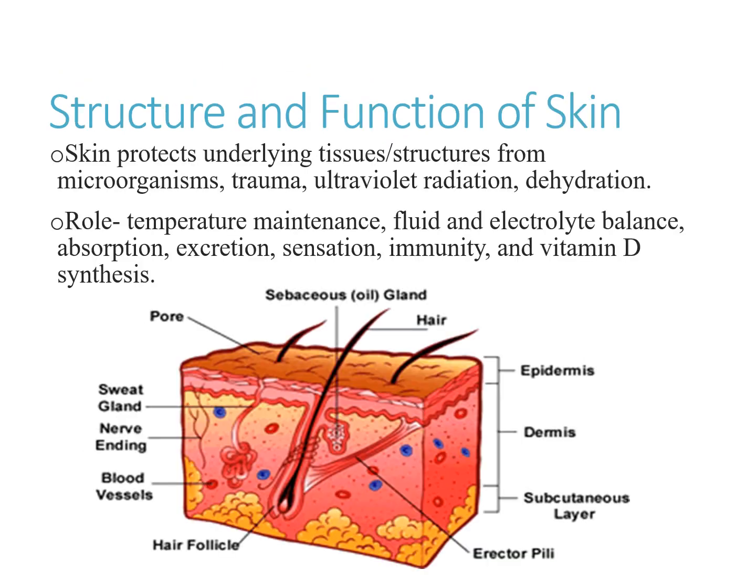So again, with this skin system, we need to know what is the structure and function. It's very important that we know what the skin does and where it is located. That way, if there is an issue with the skin, we understand why your patient might be experiencing some things. So our skin protects the tissue and structures underneath from physical trauma, temperature, and hydration. Our role would be to maintain the temperature and balance the fluids and electrolytes in the body. We do that by absorption and excretion of salt and water, all those kinds of things.